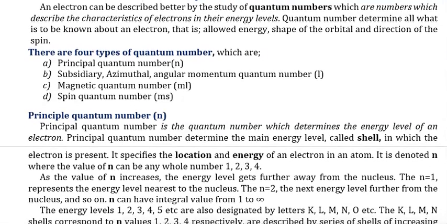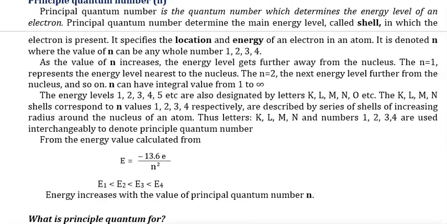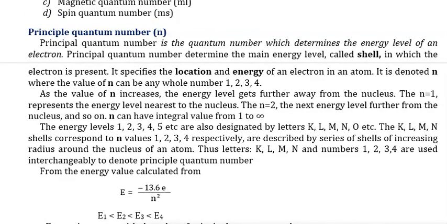So let's start with the principal quantum number n. Understanding quantum numbers will enable you to answer many questions in your exam, and will increase your performance in general chemistry and the chemistry subject as well. The first quantum number is the principal quantum number. The principal quantum number is the quantum number which determines the energy level of an electron.